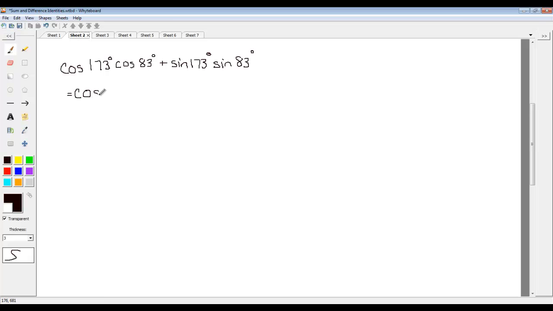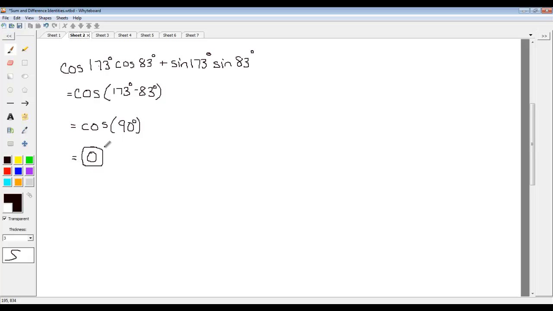If I look at this a little more closely, it looks a heck of a lot like one of my identities. In fact, it looks like the cosine of a difference. Cosine, cosine plus sine, sine. So that's the same thing as cosine of these two angles subtracted. Ooh, this might be doable. 173 minus 83 is 90. Cosine of 90? Oh, I can do that. I get 0. Not bad, eh? So that gives you something to work with.